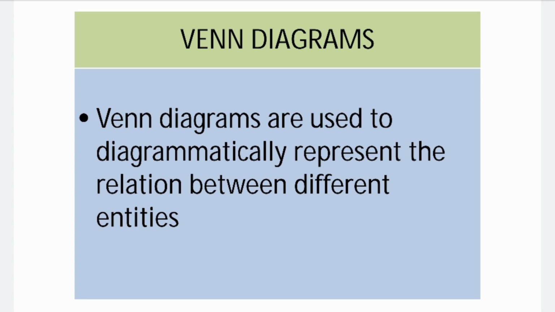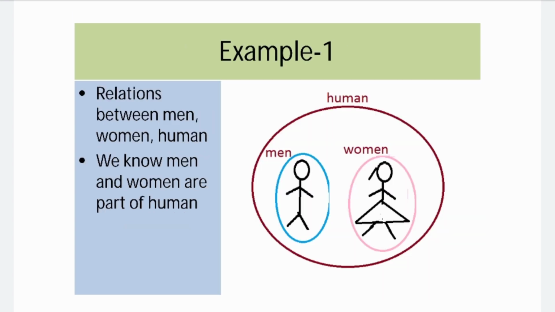What are Venn diagrams? Venn diagrams are used to diagrammatically represent the relation between different entities. To understand Venn diagrams in detail, let us see some examples. The first example I am gonna take is relation between man, woman and human. What's the relation? The relation between these three is human consists of men and women. It means that men and women are a part of human. So this is the ending of the first example.